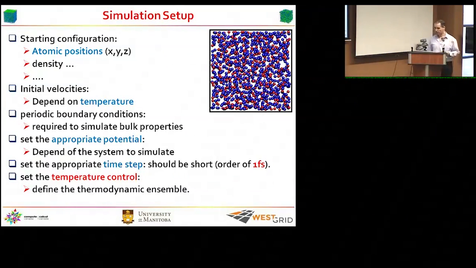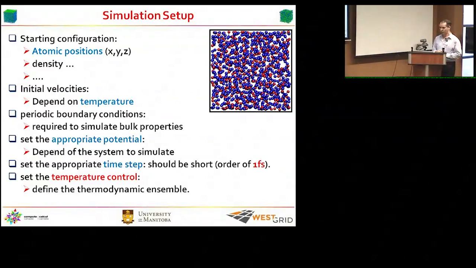Another parameter to set is the time step. The time step should be of the order of the atomic motion. So the time step should be very short. It cannot be very long, because if we use a longer time step, we miss what happens between the two times. So the time step is in the order of 1 femtosecond.